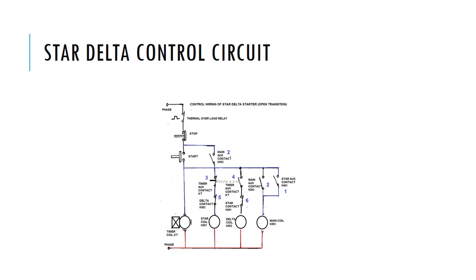How is this achieved? This is achieved by use of the timer and the auxiliary contact of the respective contactors. As you can see, the normally closed contact of the timer is connected in series with the normally closed contact of the delta and in series with the star and in series with the coil of the star contactor.